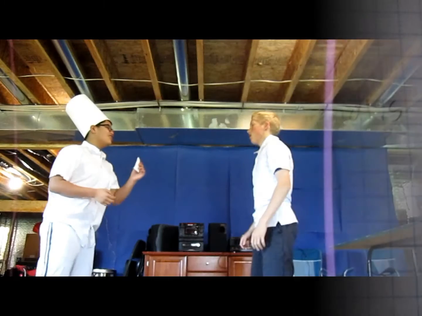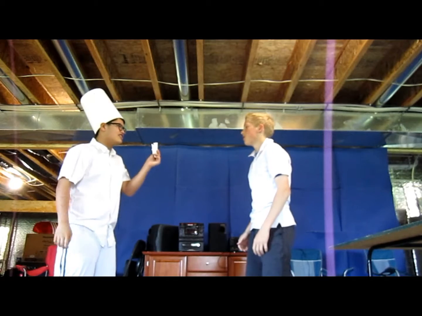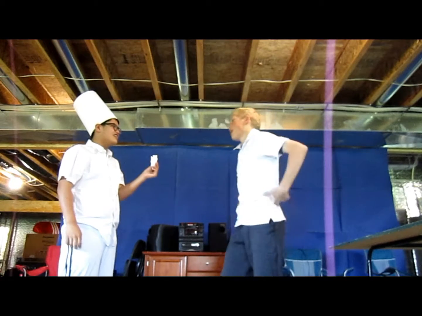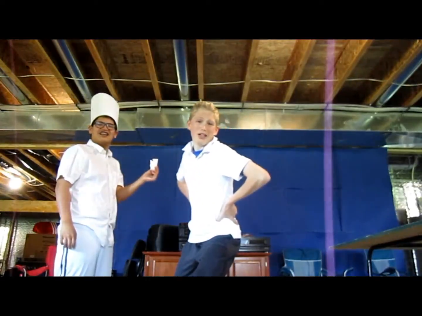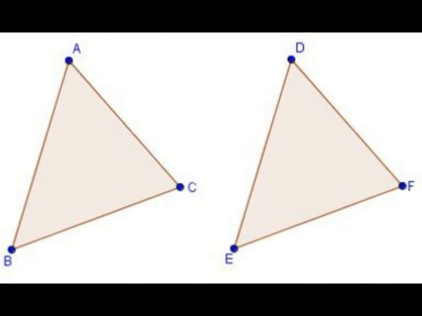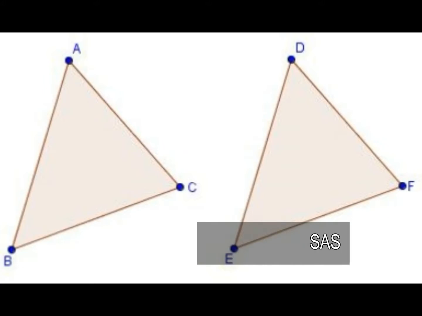Well, I have all these triangle decorations for the cake, but I don't know which of these are the same. Well, I can help you there, pal. All we need is the triangle congruence theorem. According to the angle-angle postulate, if two angles of one triangle are congruent to two angles of another triangle, the two triangles are similar.